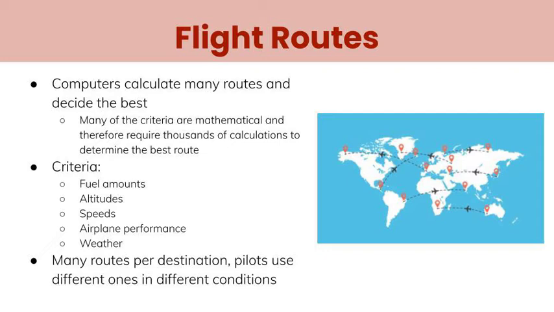They take in things like how much fuel is going to be needed to get from one area to the next, the altitudes and speeds that they fly at, how the airplane will perform on that day, and also the weather. And in the end, there end up being a couple of different routes that are used on the day of. Pilots can then decide which ones based on daily things like the weather conditions.